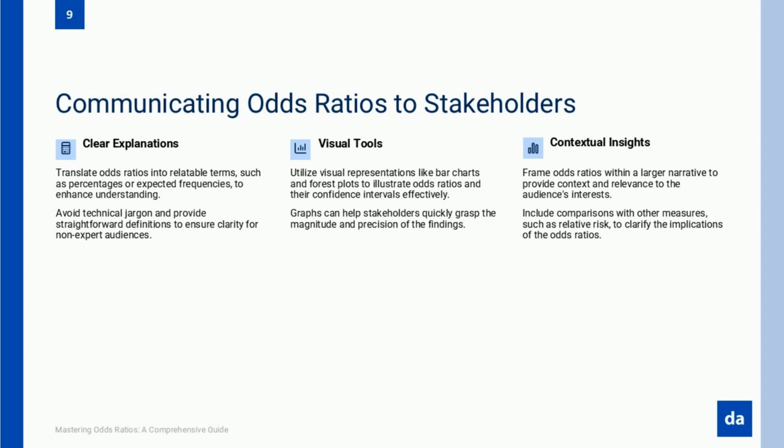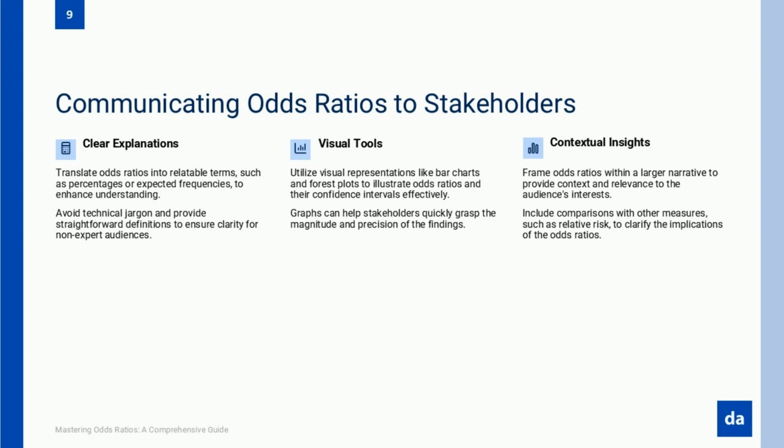However, communicating odds ratios is not without its pitfalls. One common mistake is failing to contextualize odds ratios with other measures, such as relative risk or absolute risk differences. This oversight can lead to misunderstandings about the true implications of the odds ratio, particularly when dealing with common events. To avoid this, consider presenting odds ratios alongside other relevant metrics to provide a more comprehensive picture of the findings.